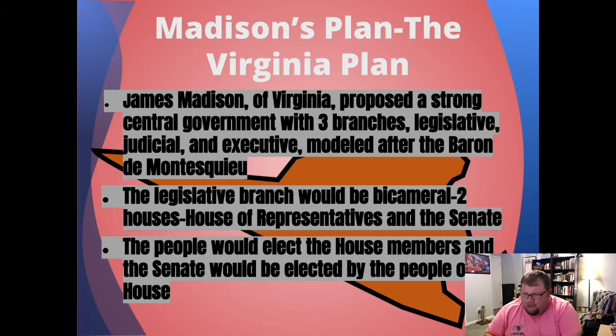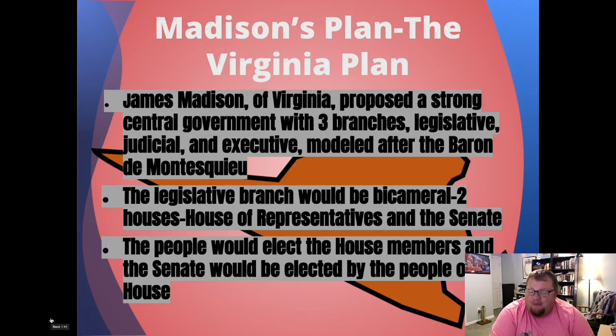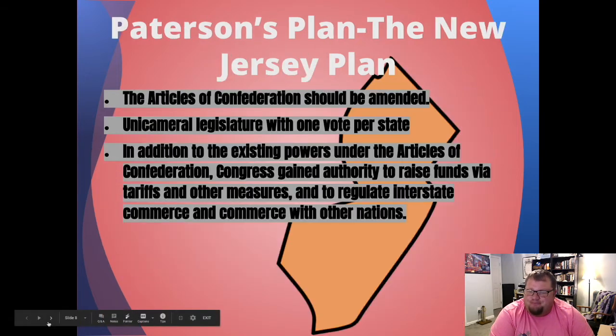I mean, there's 2 houses, one House of Representatives and the Senate. So if we look back at the parliamentary system that we come from England, in the Parliament there's a House of Commons and the House of Lords. And so we could model this in America, and the House of Lords is your Senate and your House of Commons is your House of Representatives. And he also said the people would elect the House members, and the Senate would be elected by the people of the House. So it's not a direct election of senators in his plan. The only ones that are directly elected by the people are the House members.